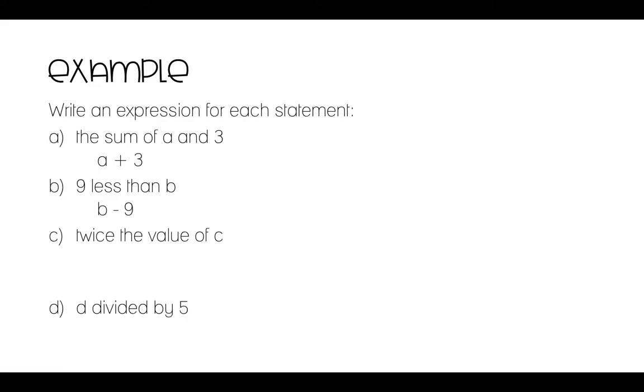Twice the value of c is 2 times c. And in the last couple of lessons, we talked about the fact that we can write this as 2c, and it still means 2 times c. And the last one, which is d divided by 5, we just write d divided by 5.